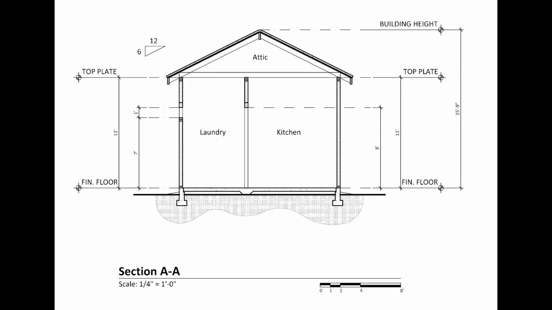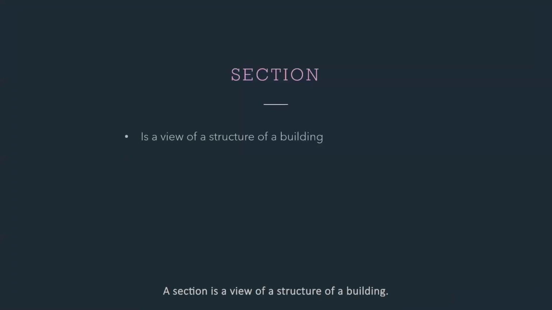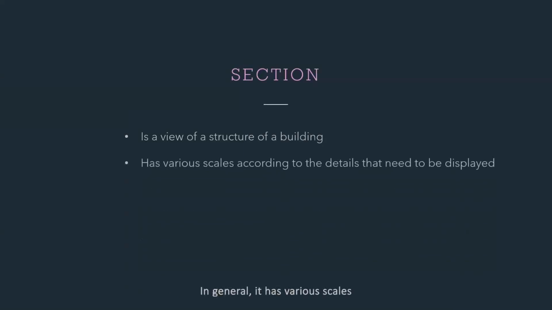Hello everyone. In this video, I will introduce the architectural section and how we draw a section plan by AutoCAD. Let's review the definition of the sections in architectural drawings. A section is a view of a structure of a building. In general, it has various schedules according to the details that need to be displayed.